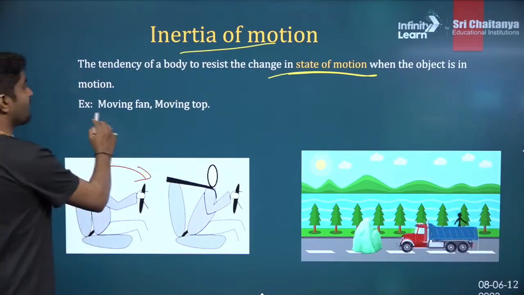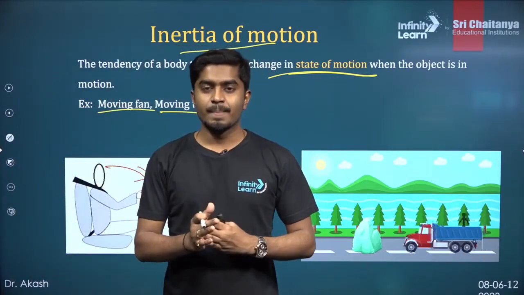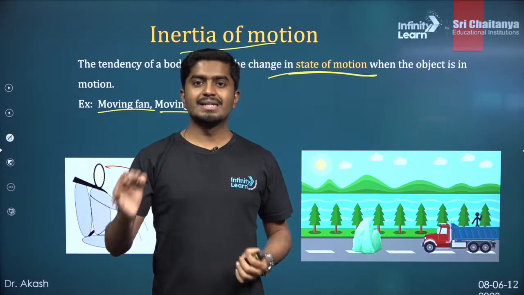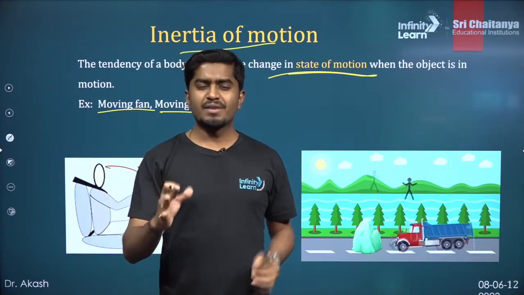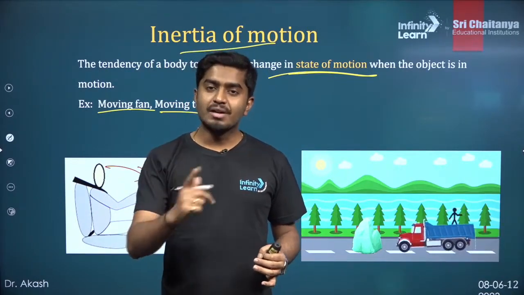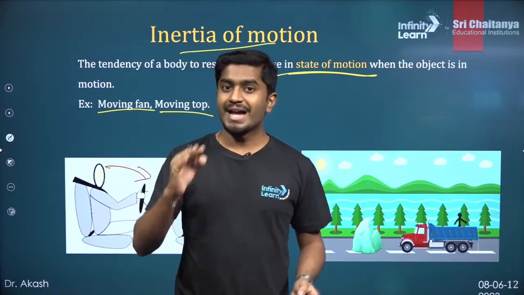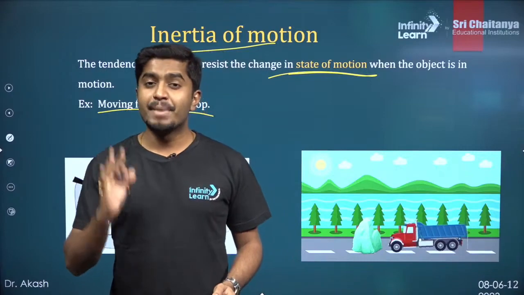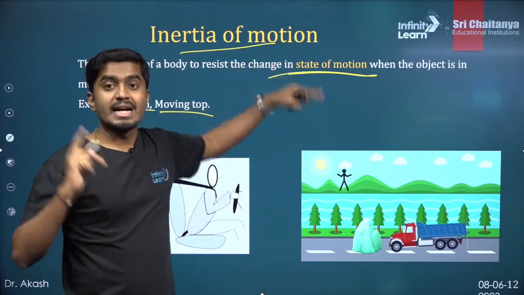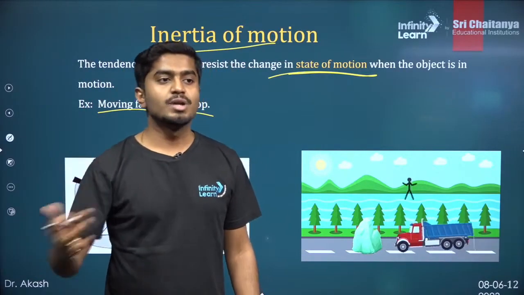Another example: a moving fan, a moving top. In your house, if you have a fan, turn it on, put it at maximum speed, and now switch it off. What will happen? Will the fan stop immediately? No. The fan will rotate for some time, and then it will stop. Why can it not stop immediately? Because the fan has inertia of motion, right? It will continue to move for some time, then it will come to rest.